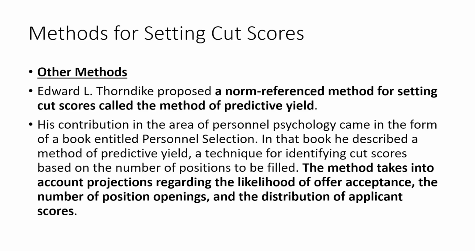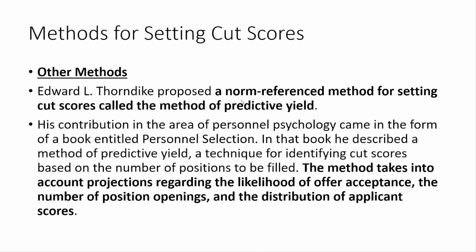So other methods. E.L. Thorndike proposed a norm-referenced method for setting cut scores called the method of predictive yield. His contribution in the area of personnel psychology came in the form of a book entitled Personnel Selection. In that book, he described a method of predictive yield, a technique for identifying cut scores based on the number of positions to be filled. The method takes into account projections regarding the likelihood of offer acceptance, the number of position openings, and the distribution of applicants.